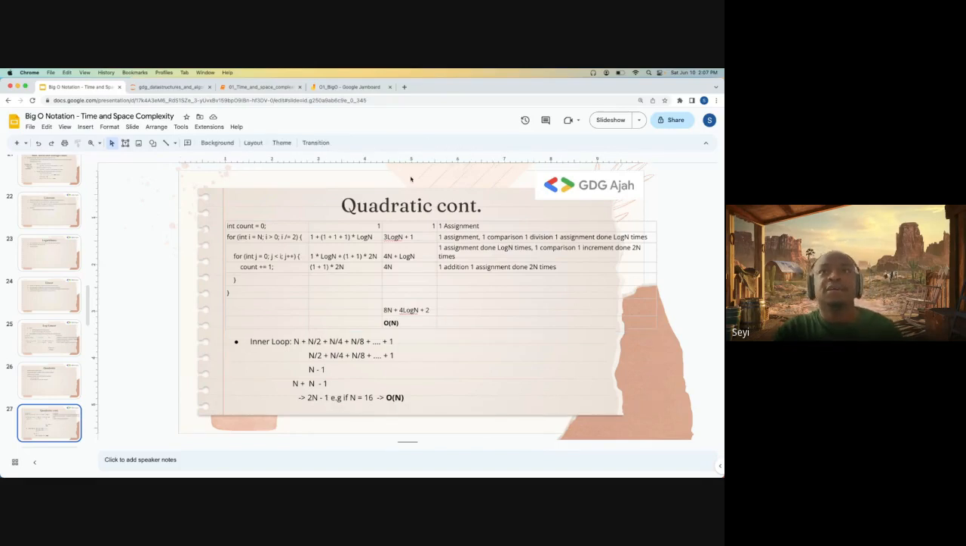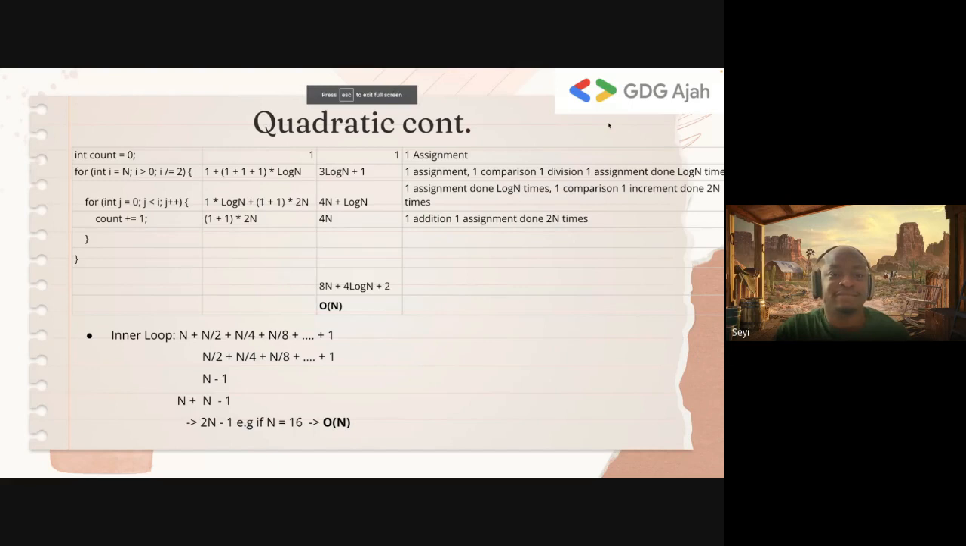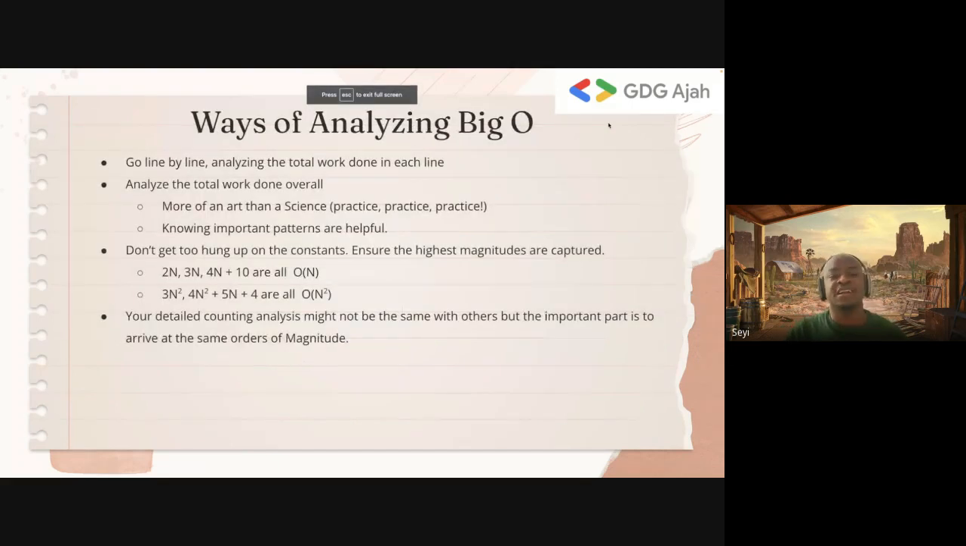Okay. So let's move on. What are the ways of analyzing big O? I've come across different ways of analyzing big O. So what you can do is you go line by line and ask yourself, on this line, what is total work done on this line? Then try and figure that out and add everything up, and then you get your answer. So sometimes it's more of an art than a science.